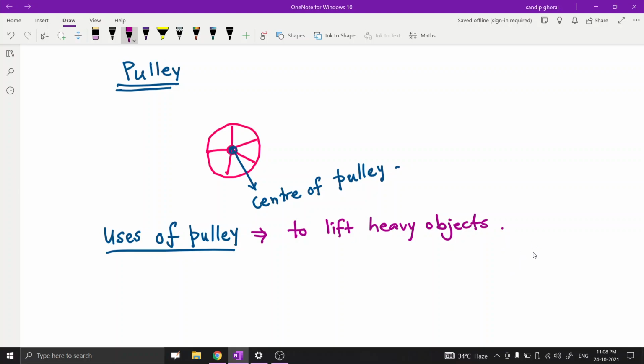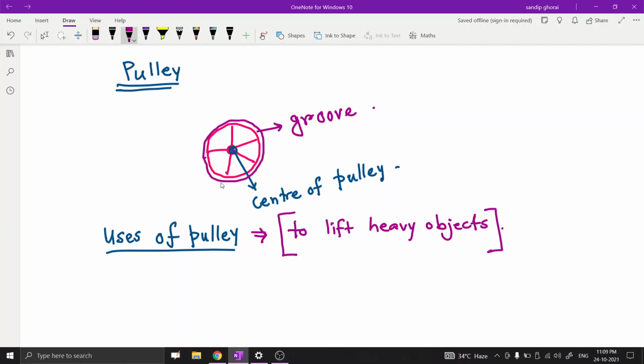A rope or a metal chain passes through the groove. If we draw the figure like this, this is the groove. The load to be lifted is attached to one end of the rope or the chain, whereas the effort is applied at the other end. So generally, we use a pulley to lift heavy objects. Now, what are the types of pulley?